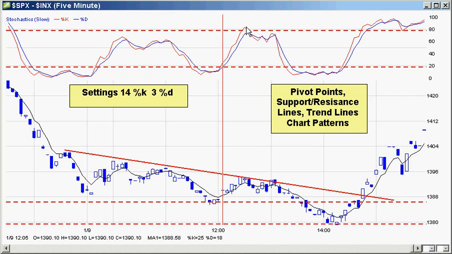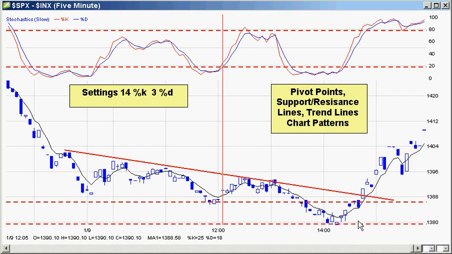So again, I'm using other indicators with the stochastics to reinforce them. I'm using pivot points, support resistance lines, trend lines, and different chart patterns like inverted head and shoulders, W patterns, etc., etc. So then around 2 o'clock, we saw the market coming down.